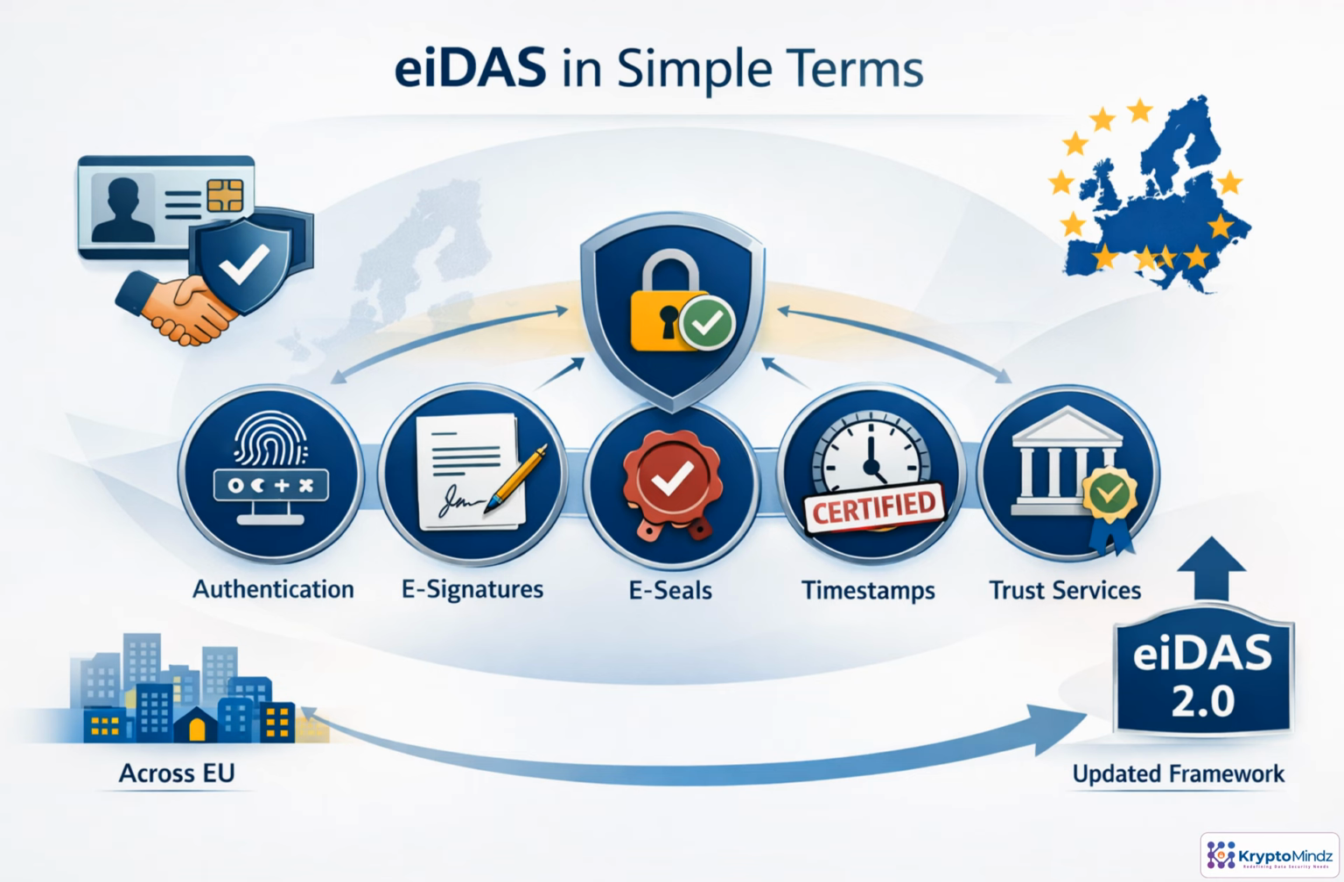In practical terms, eIDAS is the EU's trust rulebook for online business and public services. It gives digital actions legal weight, so identity checks, logins, signatures, company seals, and timestamps can be trusted across member states. Instead of each country relying on separate rules, eIDAS creates common standards. That means a signed document or verified identity in one EU country can be recognized in another. eIDAS 2.0 builds on this with a broader, more modern digital identity framework.